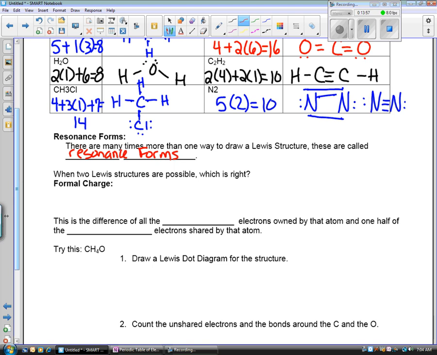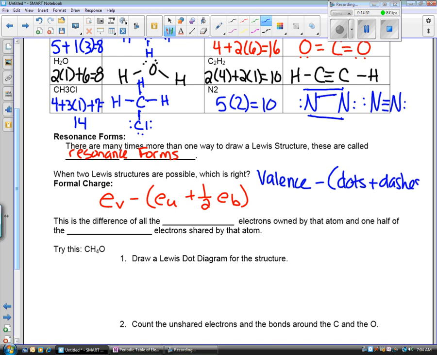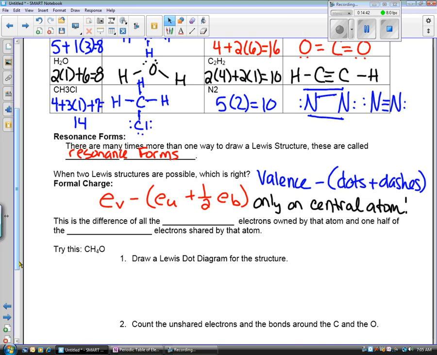There's an equation. Okay, here's what it says in your book. The valence electrons minus the unbonded electrons plus 1/2 of the bonded electrons is going to give you a number. Whichever one is closer to zero is correct. So what this is saying is you have your valence number, which we get off the periodic table. It's either 1, 2, 3, 4, 5, 6, 7, or 8. Minus your dots plus dashes. And this is only around your central atom. So it's a difference of all the valence electrons owned by the central atom, and 1/2 of the bonded.